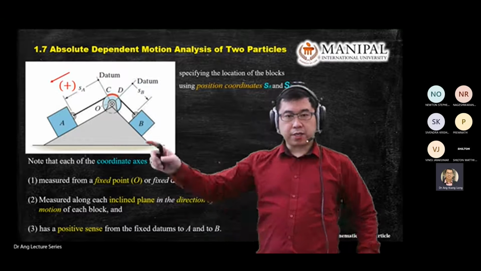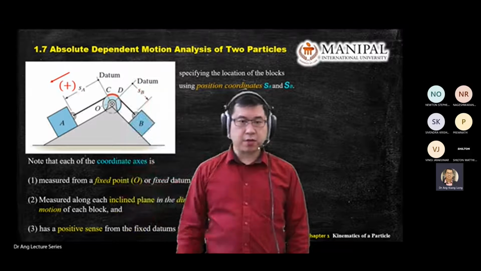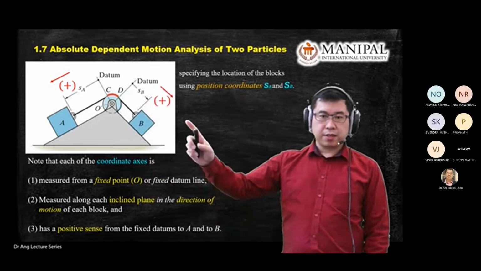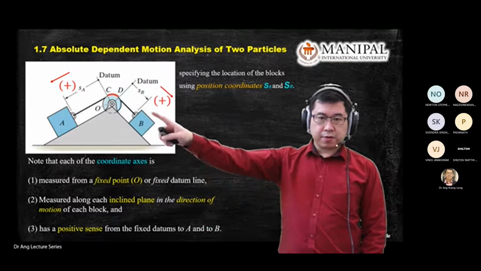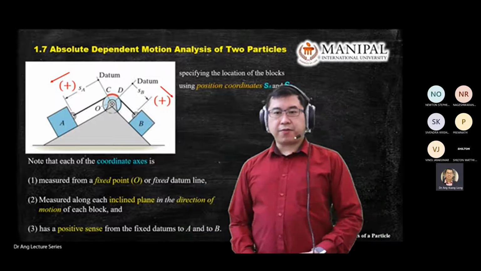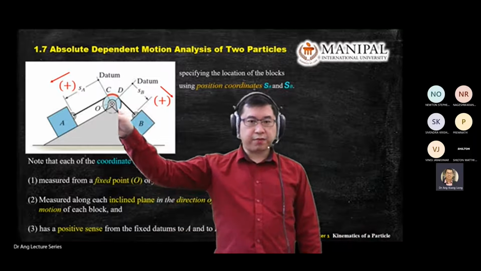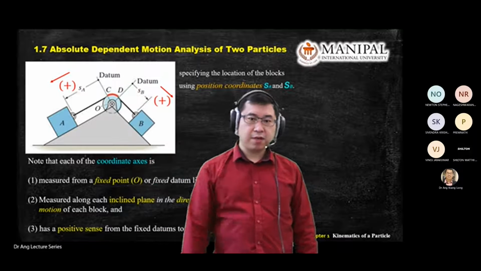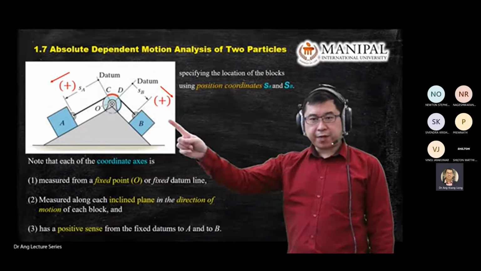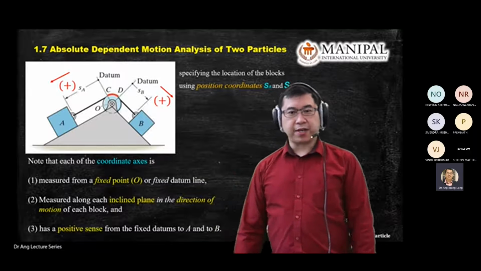So in this case, I just draw a positive sign there to indicate SA is positive going down for object A, and SB for object B going down is positive. So ask yourself this question. What happens if I pull A with the SA value positive? What happened to the B value? Will it be a positive value for SB or a negative value for SB? Try to think about that.